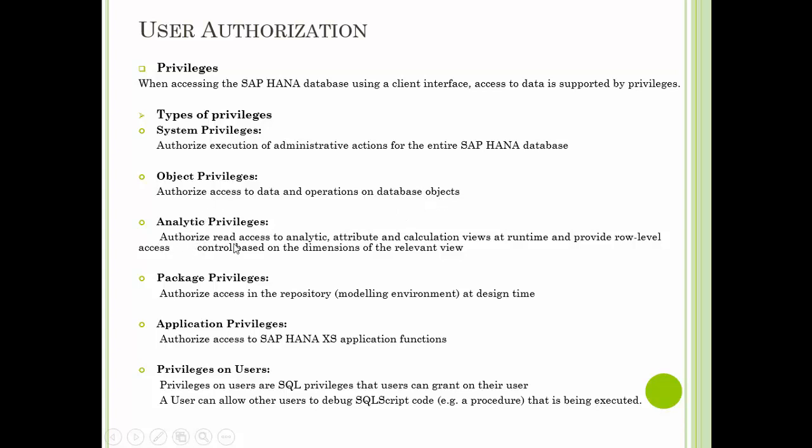Analytic privilege authorizes read access to analytic and calculation views at runtime and provides row level access control based on the dimensions of the relevant view. So access to views is done using analytic privilege. Package privilege authorizes access in the repository, that is basically in the modeling environment at design time. And application privileges authorize access to SAP HANA XS application functions.